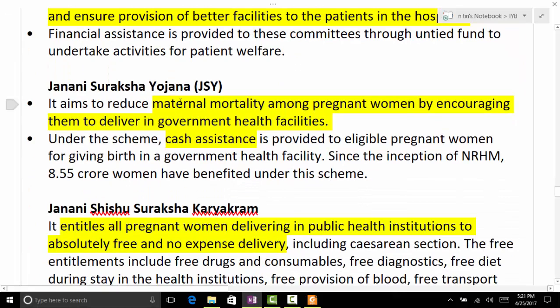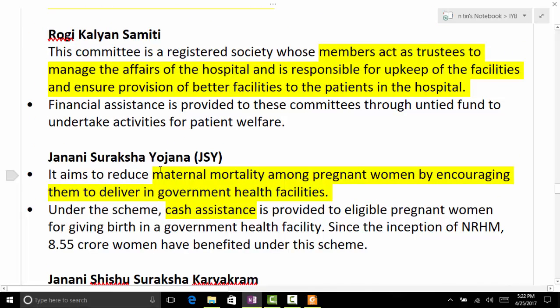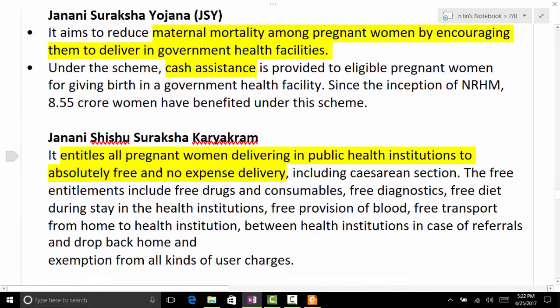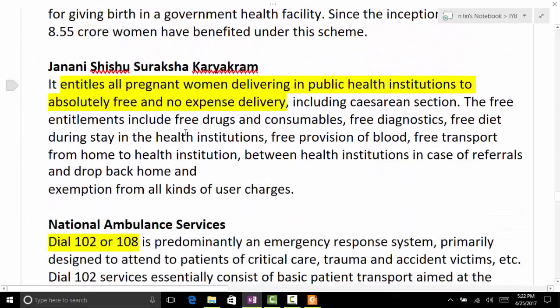Janani Suraksha Yojana encourages institutional delivery by providing cash assistance. Janani Shishu Suraksha Karyakram again promotes institutional delivery, providing free delivery, drugs, medicines, transportation cost, and even cesarean section operations. Every kind of service is provided free of cost to women, basically to encourage institutional delivery. So both are there; remember these schemes. What is the difference? In the first they get cash assistance. In the second they have no expenses to avail these services. The first one did not include Shishu, and the second one includes Shishu.